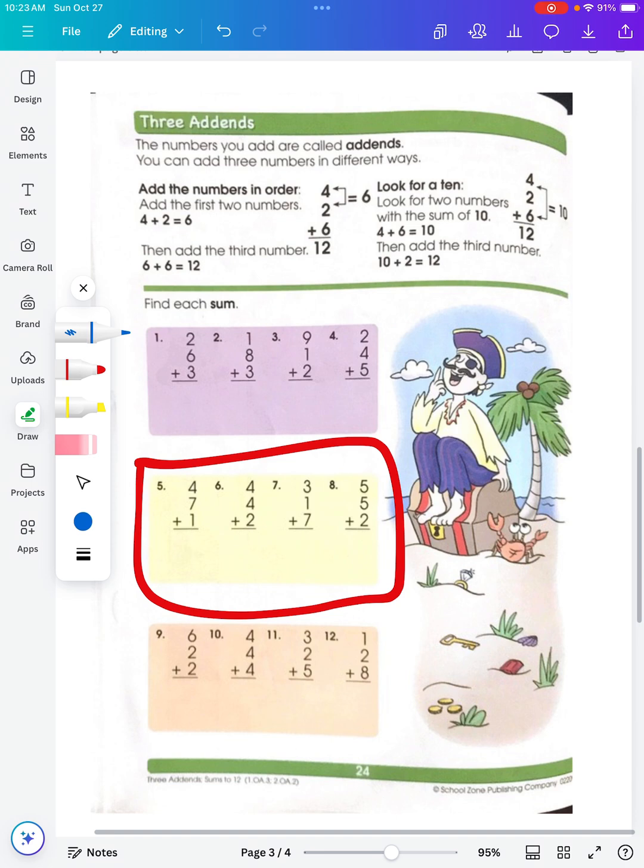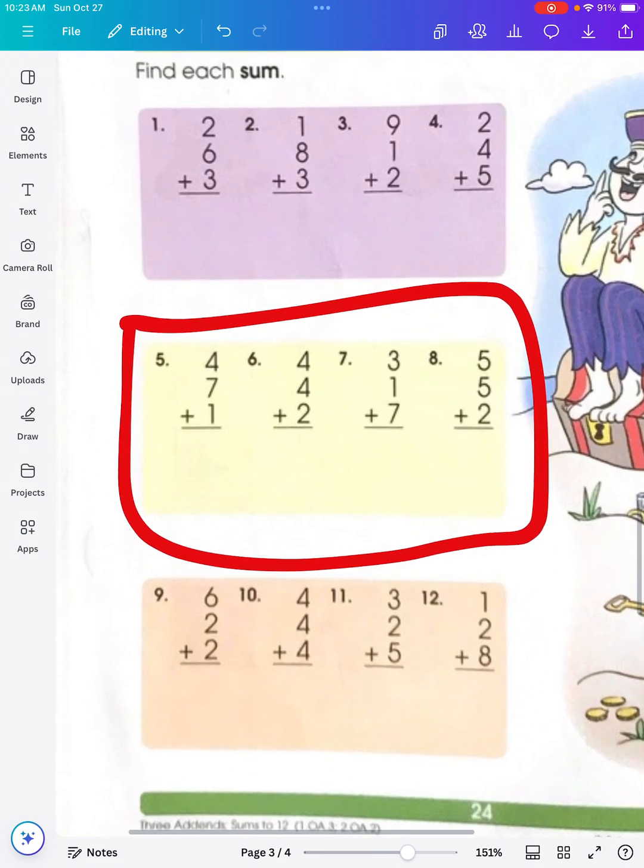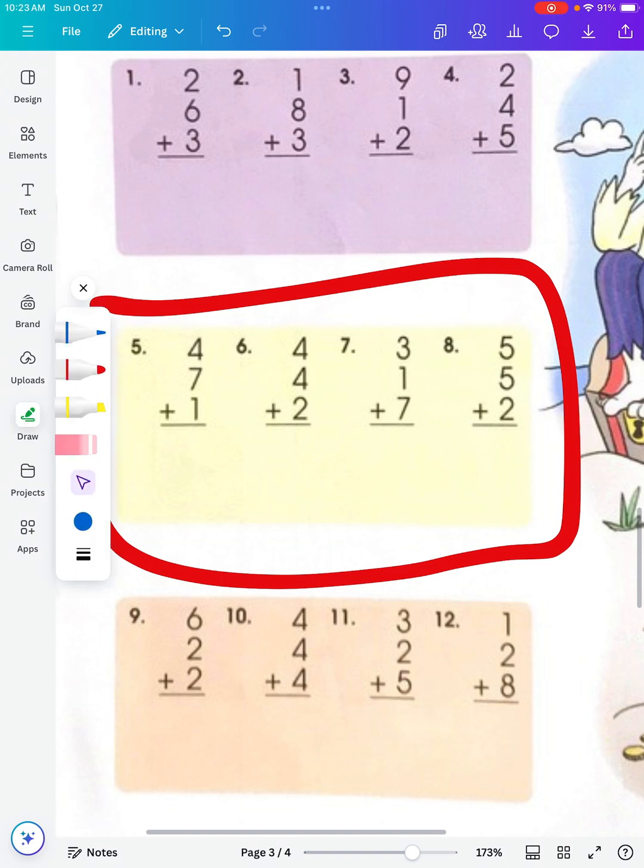Or look for a 10. Look for 2 numbers with the sum of 10. 4 plus 6 equals 10. Then add the third number, 10 plus 2 equals 12. Okay, let's try it out now. Let's start with question number 5.